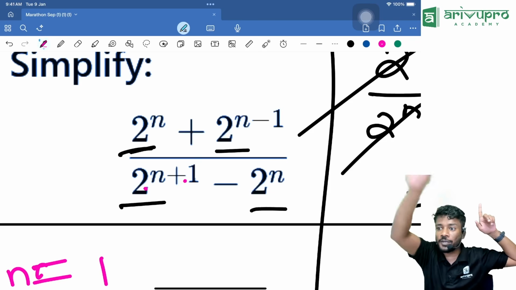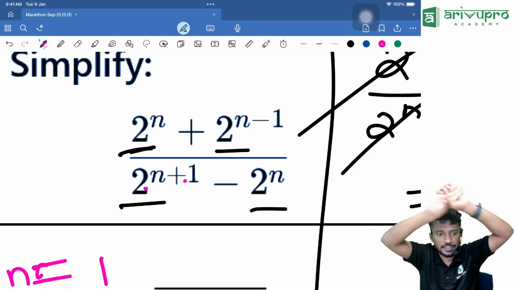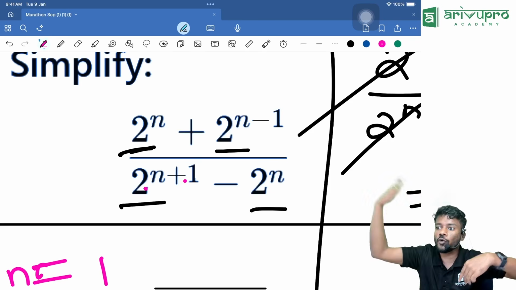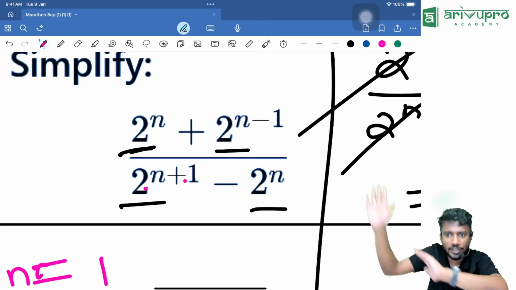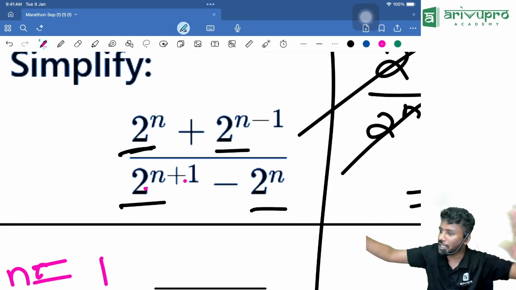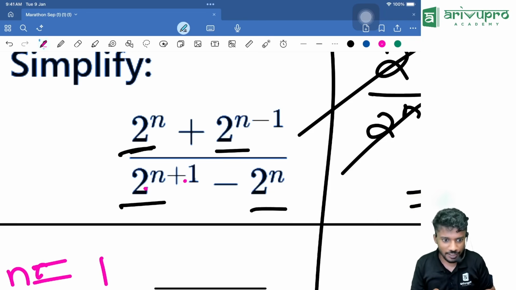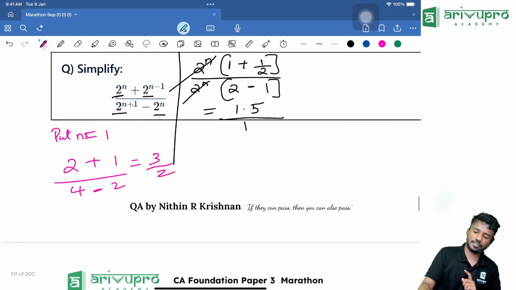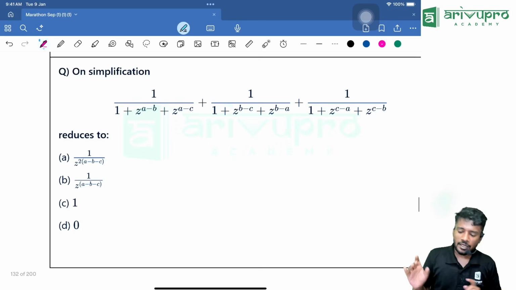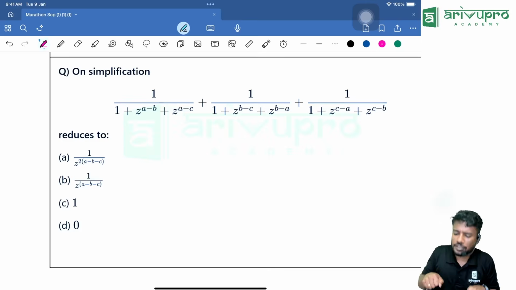If 4 is common in all the terms, at the end, that 4 should cancel off, right? Same way, if it is 4 square, it should cancel off. 5 square, it should cancel off. 6 square, it should cancel off. That's why we are doing it like that. Okay? Now, have you heard about cyclic?